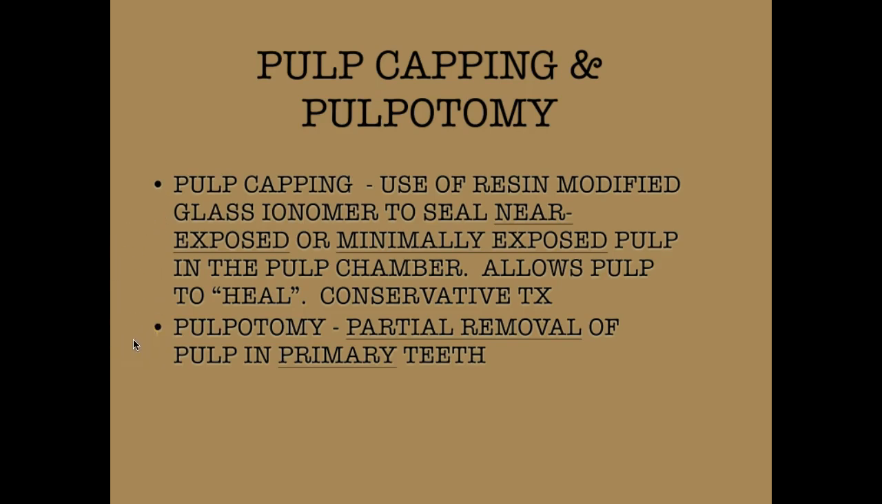A pulpotomy is the partial removal of pulp in primary teeth, and it works in primary teeth. I asked a pediatric dentist one time, and she said because it does, but also because primary teeth will exfoliate, they don't have the longevity of permanent teeth. So more than likely, if a pulpotomy was performed in a permanent tooth, there would be infection and reoccurring pulpal conditions. So pulpotomies are performed in primary teeth.